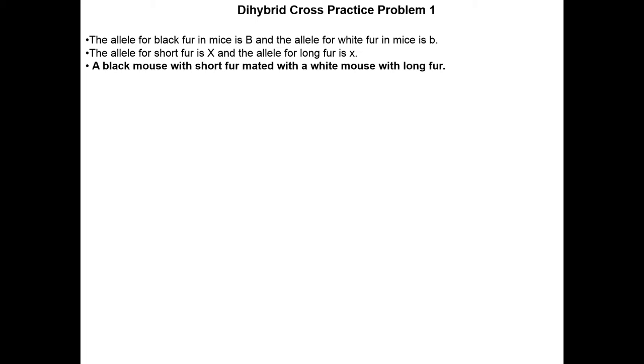So we have the phenotypes of the mice. Now we have to assign genotypes. What are the possible genotypes for a black mouse with short fur? Well, this individual could be homozygous dominant for both traits. Could be homozygous dominant for fur color and heterozygous for length. Or heterozygous for color and homozygous dominant for length. Or he could be heterozygous for fur color and length.